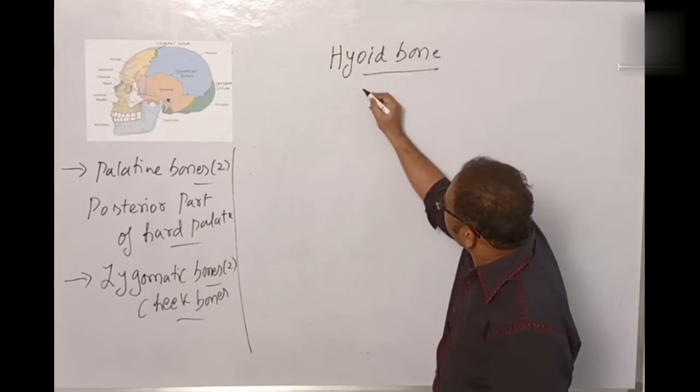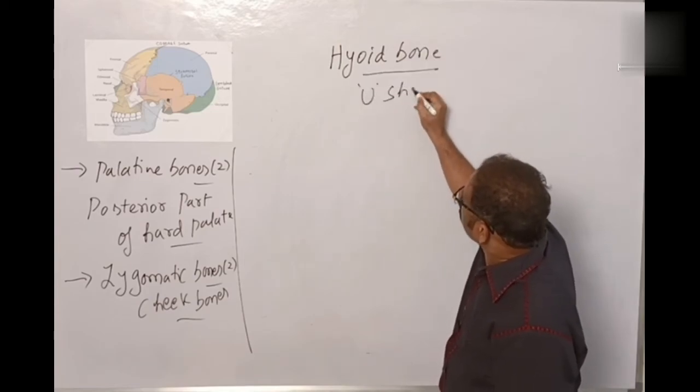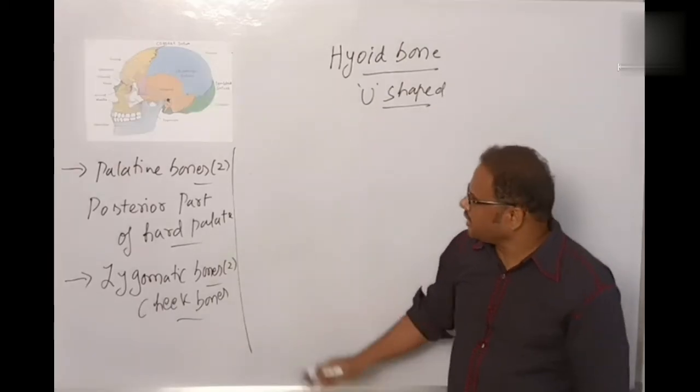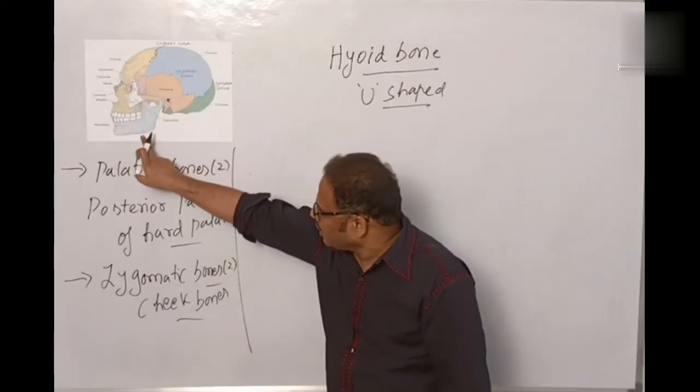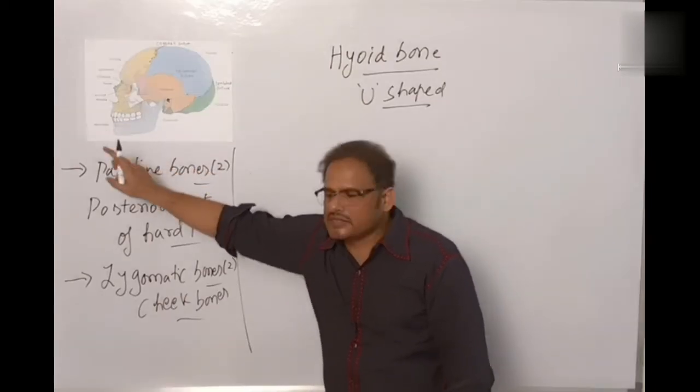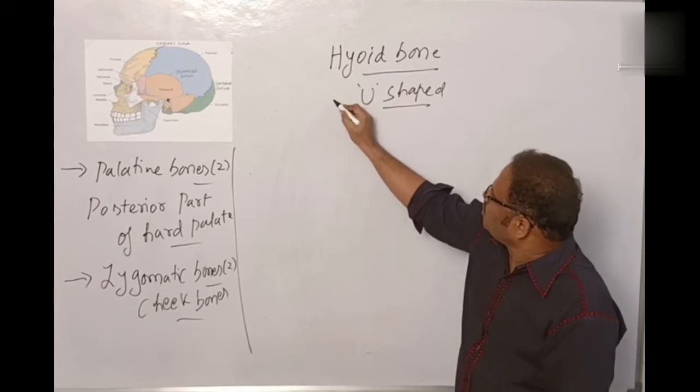It's also a U-shaped bone. What is the other U-shaped bone? Type in the comment box below first. What is that? Mandible. Just now I told you. This is also a U-shaped bone. Mandible, lower jaw bone. The same way, hyoid bone is also a U-shaped bone.